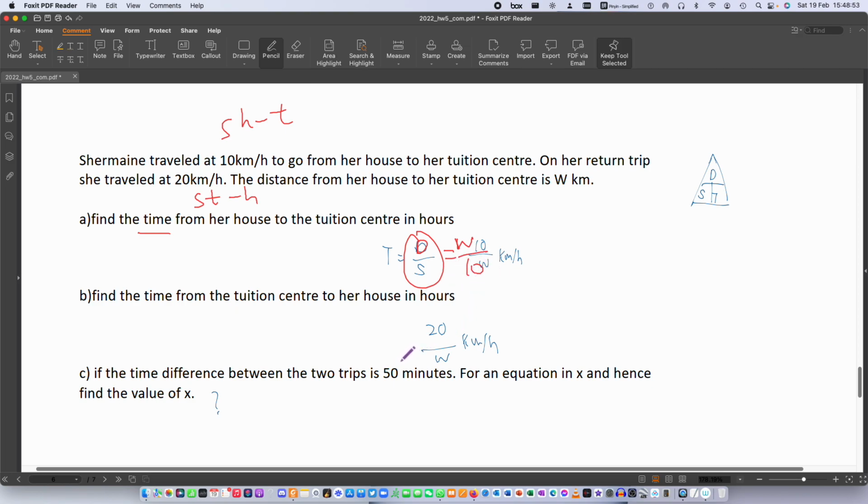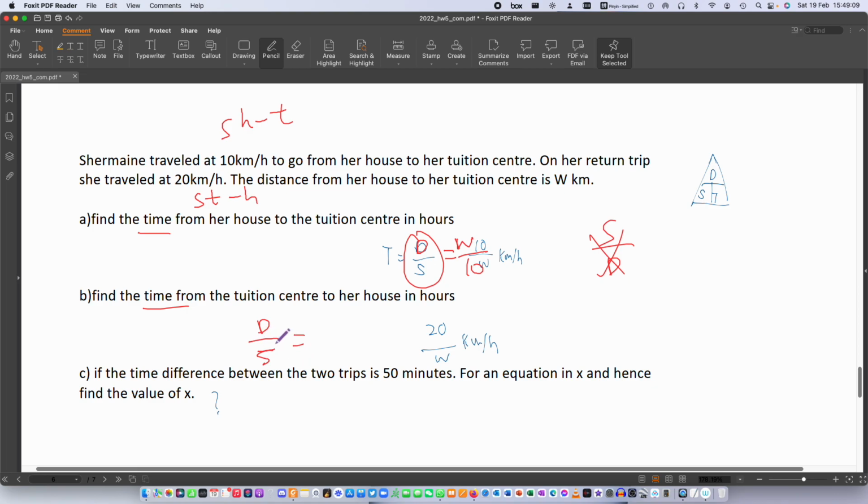Why you switch it? So you use speed divided by distance. There is no such formula. Okay, so once again, the formula is distance divided by time, and time is distance divided by speed.